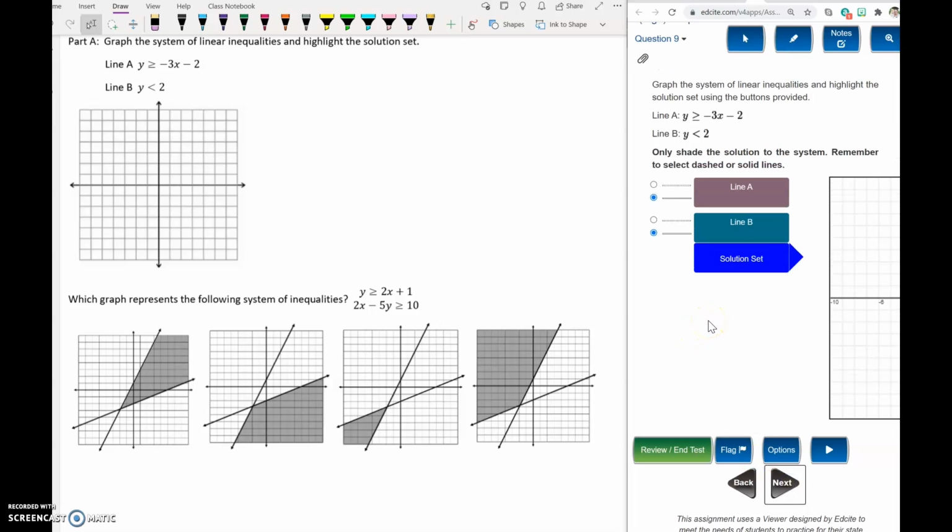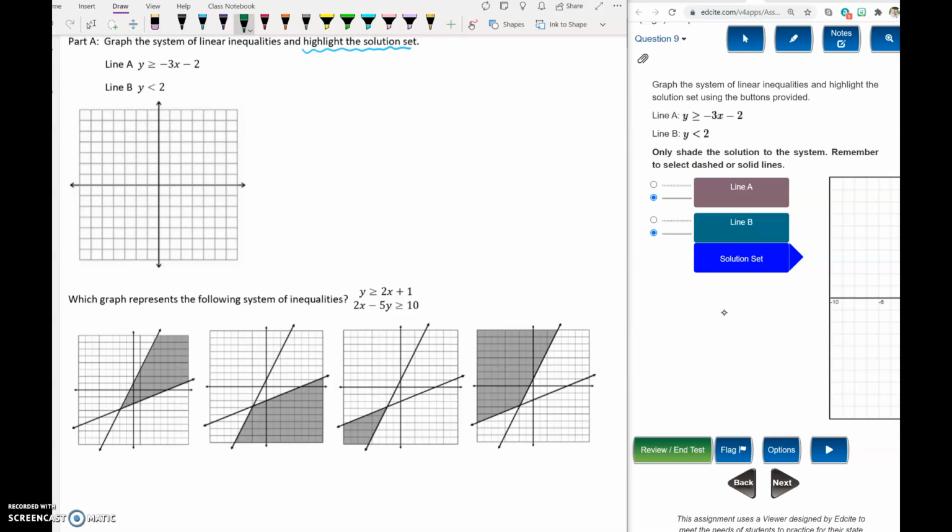We are graphing the system of linear inequalities, and we need to highlight the solution set. Basically, highlight the solution set just means make sure that your solution set is obvious. I would suggest on paper that you shade each of these very, very lightly, and then whatever area is the solution set, the final solution, just darken that area by shading it in more.